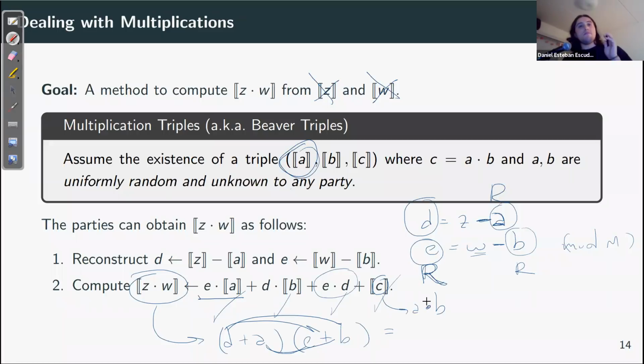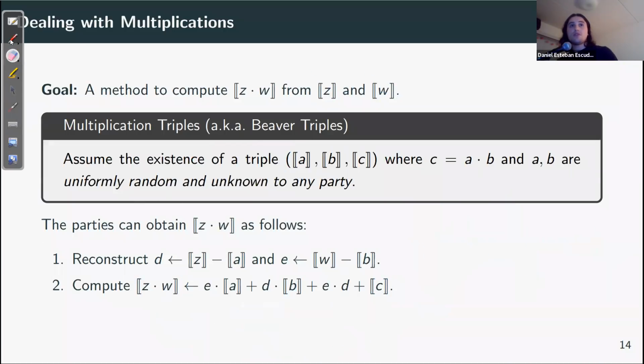So this is a very, hopefully you find it simple. It's a simple protocol that allows parties to compute a product from shared inputs. So they have shared inputs and they get shares of the product. And that way they can finish the computation that we started before. So this is the general idea about how to get a multi-party computation with two parties.